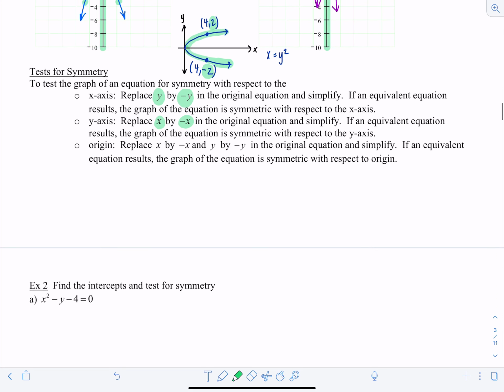Lastly is symmetry about the origin. When you test for symmetry about the origin, you replace x with negative x and y with negative y in the original equation and simplify. And if an equivalent equation results, then the graph is symmetric with respect to the origin. So what's an example? One common one is y equals x cubed. But you know, trig is so important. Let's not forget our trig. How about sine x? That's another great one to remember. It is symmetric with respect to the origin.